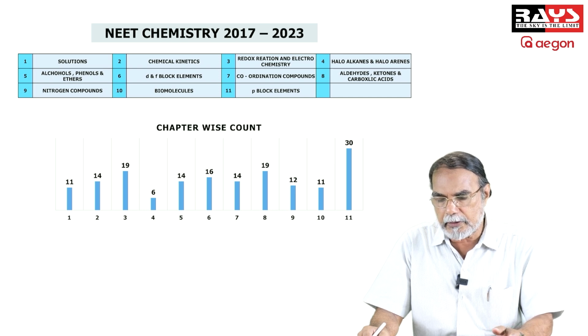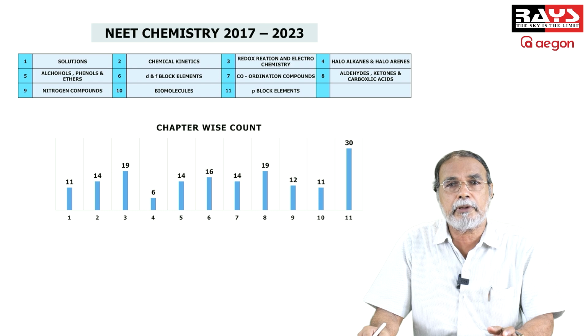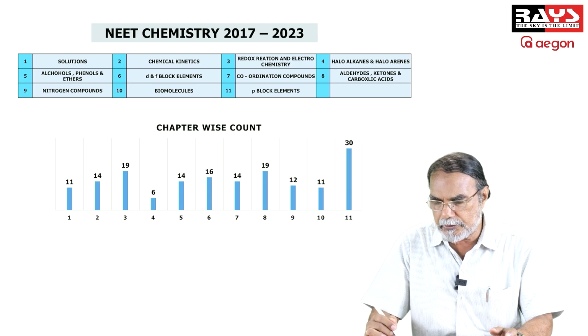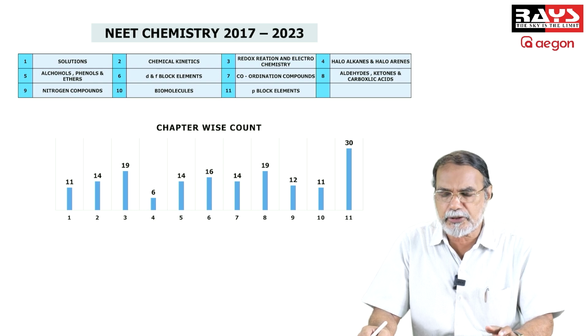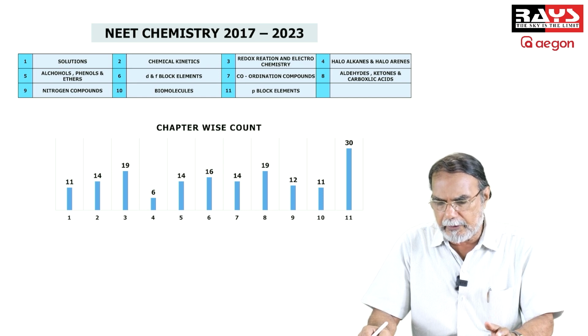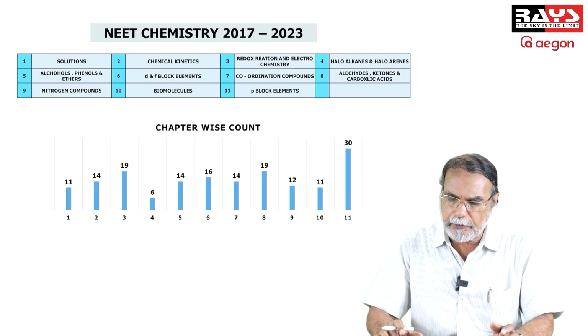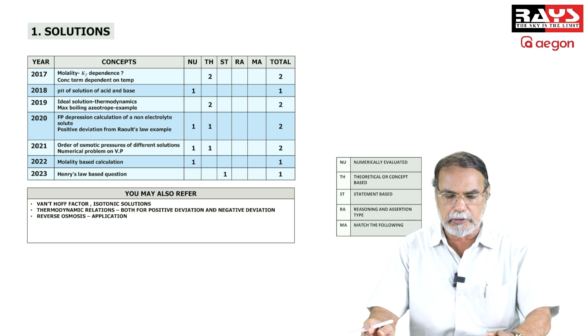Why? Because the P block includes the elements from group 13 to group 18: 13, 14, 15, 16, 17, and the inert gases. So all these elements are included in the P block section, and that's why the number of questions there is 30. And you also know that some of the aspects in the P block elements have been deleted for this year, and we will make appropriate mention of the deleted topics, and more weightage may be given for the topics in the syllabus. Okay? So now coming to the first chapter, that is solutions.